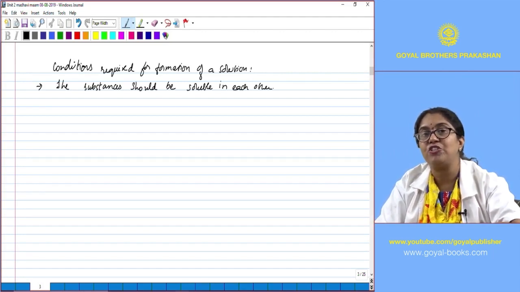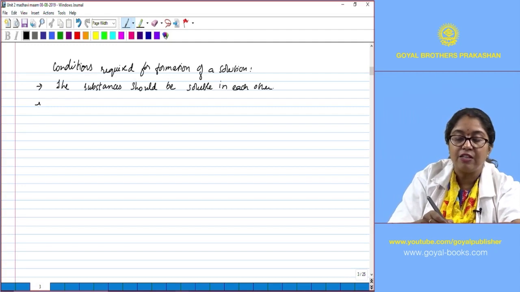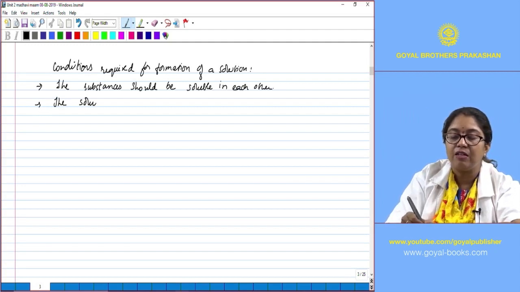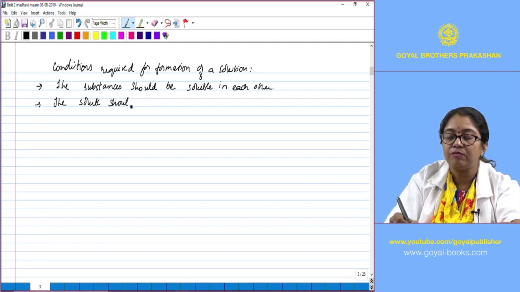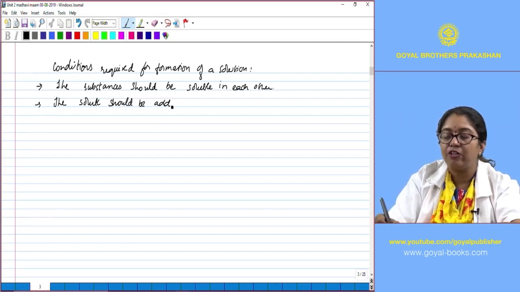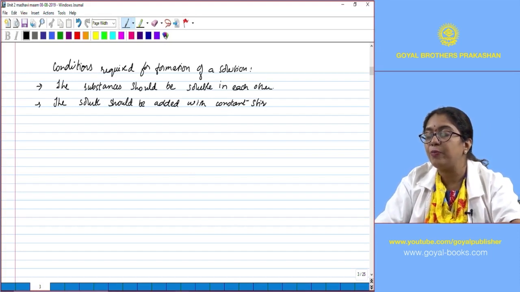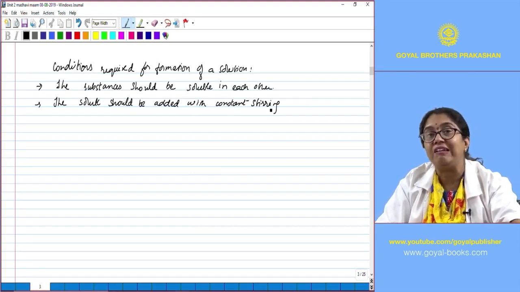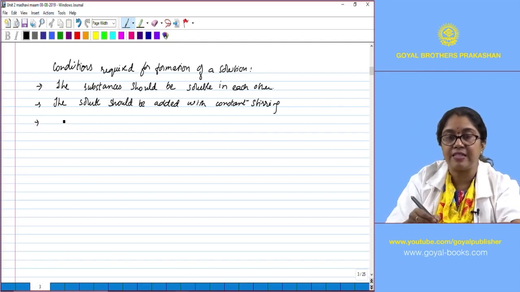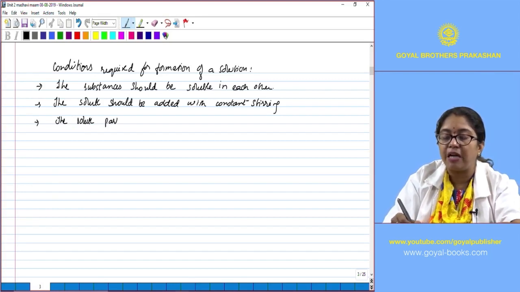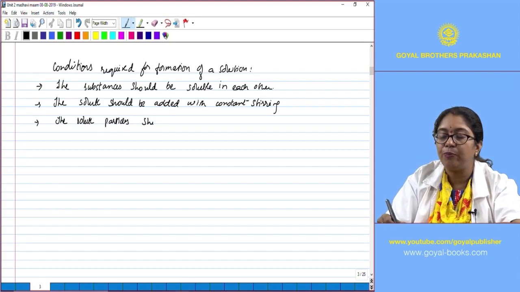Now the next condition which is required for formation of a solution is the solute should be added to the solvent with constant stirring. This process of stirring, children, will increase the speed of solution, so the solution is formed at a faster rate. Then the next condition is the solute particles should be small.